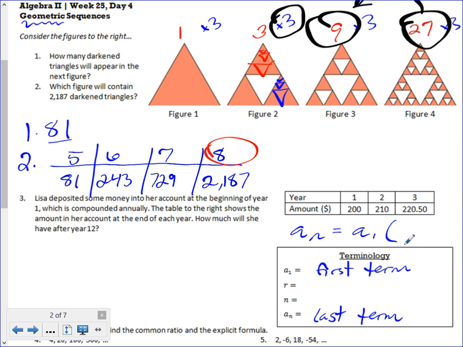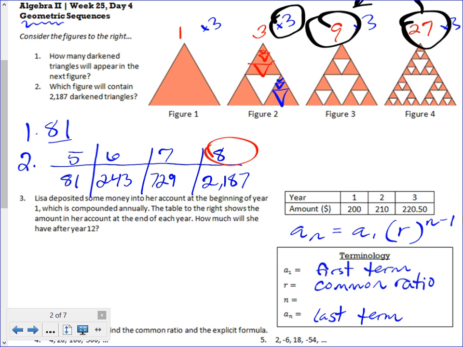times r. So there's no d in this problem. This problem has r, instead of the common difference, now I'm talking about the common ratio, because the key difference in these problems is I'm not subtracting 2 each step. I'm not adding 7 each step. I'm multiplying by something every single step.